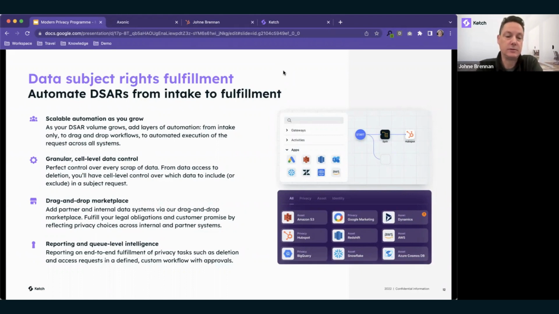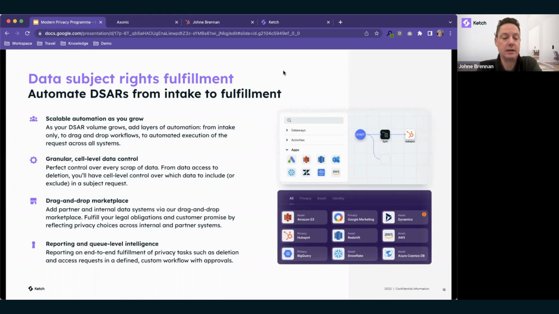DSAR volumes are going to grow. Nobody's arguing that. As they continue to grow, we're going to continue to support our customers to help them automate and reduce the level of effort and spend, and reduce the errors that they have when they're running through these programs in a manual process. Also, this granular cell level control is really important, because now every bit of data across your entire organization you can have access to, you can manage it, you can effectively leverage it for data subject rights requests in a very effective manner. And then also being able to set this up in a very easy way is critically important.